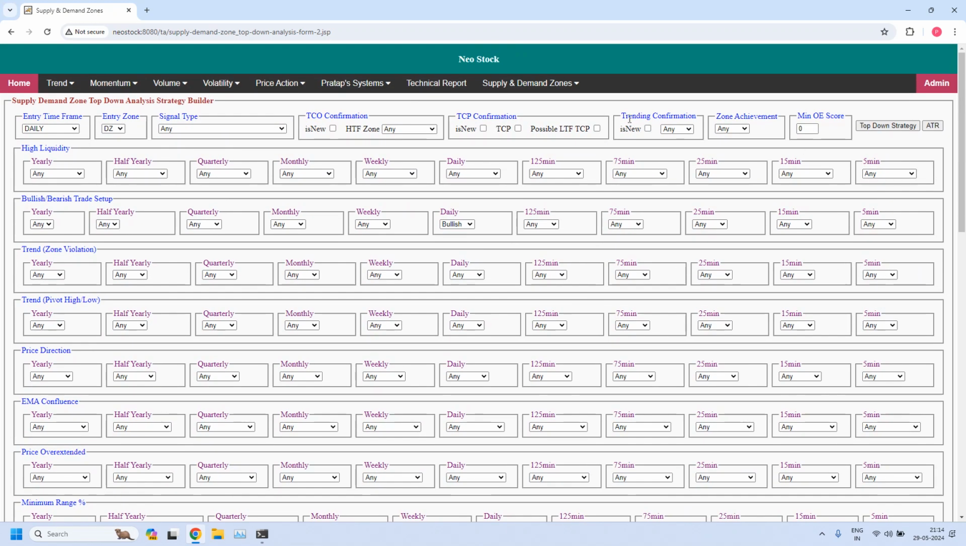And the next parameter is zone achievement. Only those zones having the achievement VOZ, violated opposing zone, are the tradable zones. So we selected VOZ. And the third one is minimum odd enhancer score. It should be 12 for bullish or bearish trade setup. So with these values, or with these filters, we are generating the report.